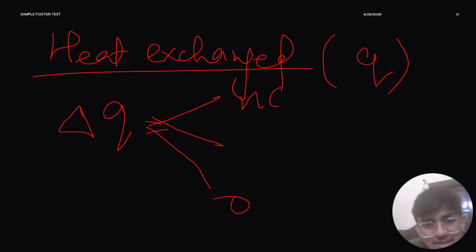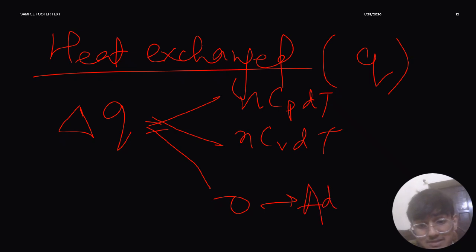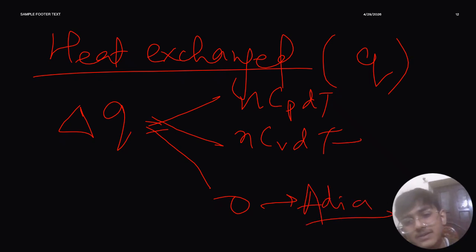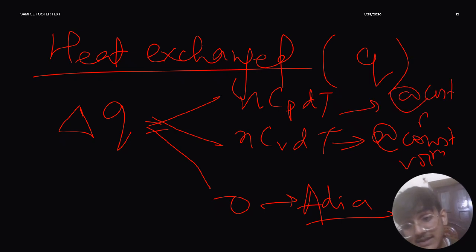It can be nCpdT also. It can be nCvdT also, and it can be zero also. For zero, it will be an adiabatic process, which we'll discuss. This is at constant volume. This is at constant pressure, right?